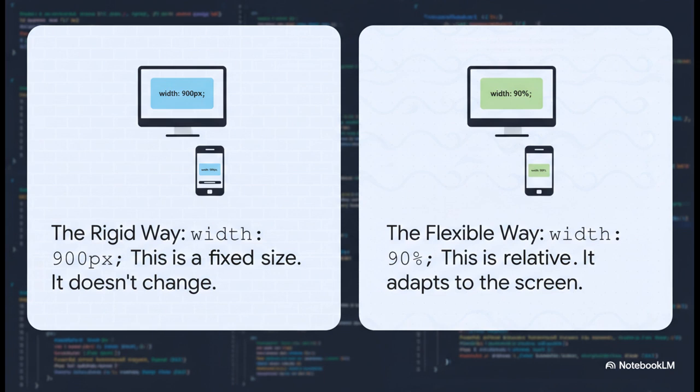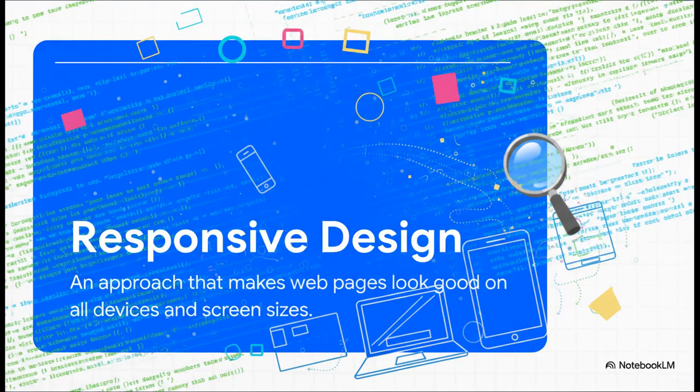But a phone screen might only be 400 pixels wide, so yeah, that's not going to work. The flexible way, on the right, using 90%, is much nicer. It says, hey browser, just make this box 90% of whatever screen you've got. It's built to adapt. And that right there is the core idea of what we call responsive design.